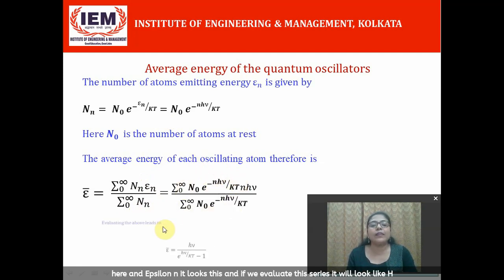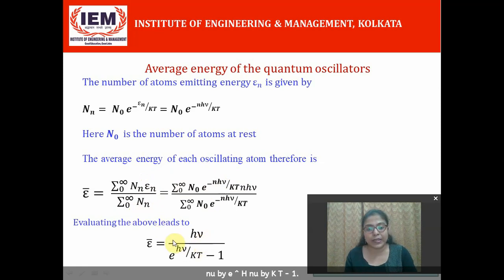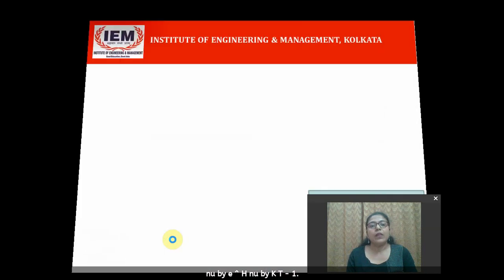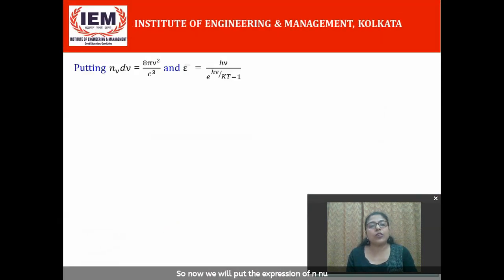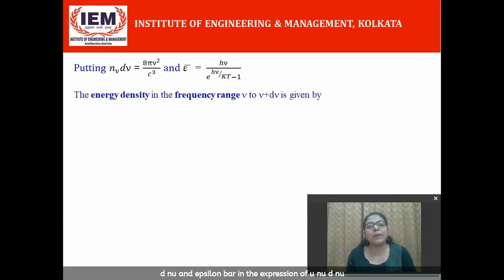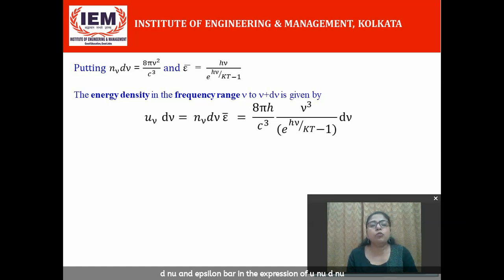And if we evaluate this series, it will look like h nu by e to the power of h nu by kT minus 1. So now we will put the expression of n nu d nu and epsilon bar in the expression of u nu d nu, and u nu d nu will look like this.